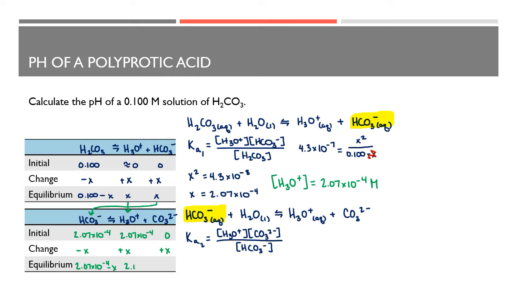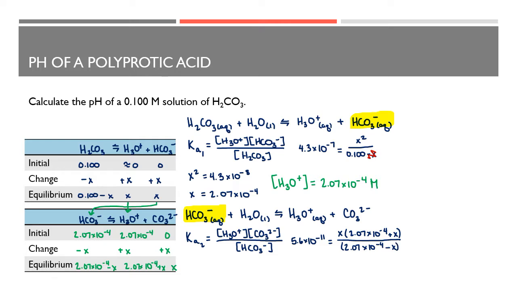So I complete this ICE table by summing the columns, and it's really hard to squeeze my writing in here. I made this too small. So hopefully you can read that. I have 2.07 times 10 to the negative 4th minus X, and then I have 2.07 times 10 to the negative 4th plus X, and then I have X for my carbonate. So I substitute in my values, and I get 5.6 times 10 to the negative 11th. This is the Ka2. This is the Ka for the second step, the second dissociation for carbonic acid, that second hydrogen. And I just fill in my equilibrium concentrations in terms of X.